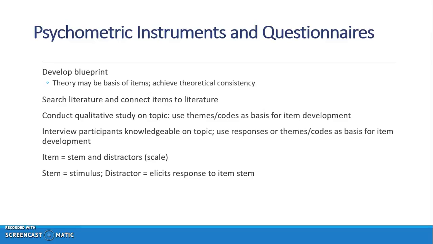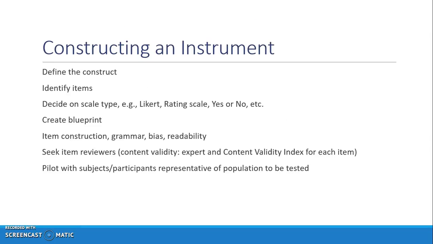Remember that when you're talking about an item, particularly, that is the stem, and you also have distractors. The distractors are the scale, and a lot of times that language is applied to tests. The stem is the stimulus, and the distractor elicits the response to the item stem, or it kind of pulls it out of the participant.